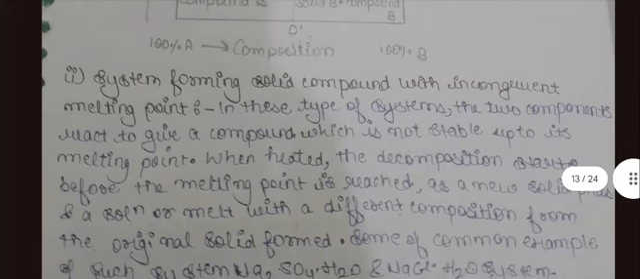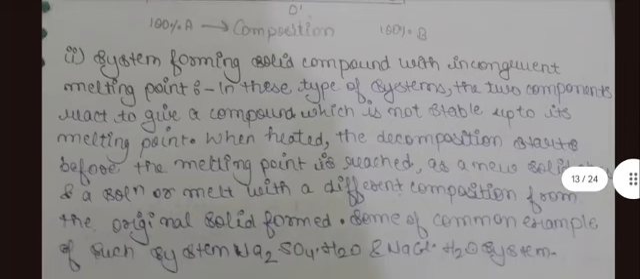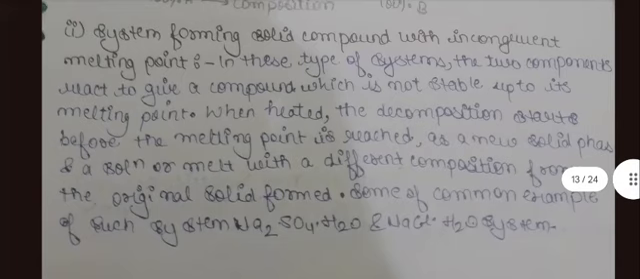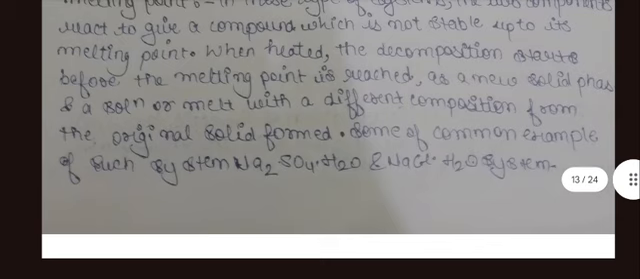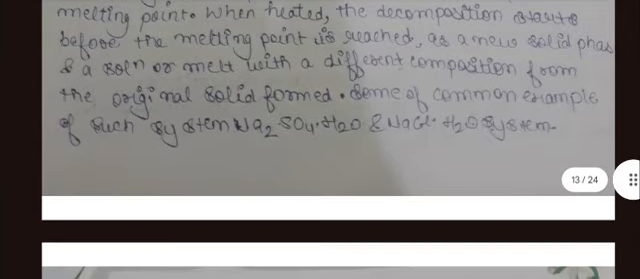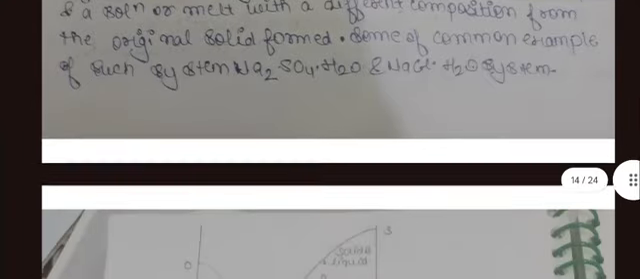System forming a solid compound with incongruent melting point. In this type of system, the two components react to give a compound which is not stable up to its melting point. When heated, decomposition starts before the melting point is reached, giving a new solid phase and a solution or melt with a different composition from the original solid. Some common examples of such systems are the Na2SO4-H2O and NaCl-H2O systems.